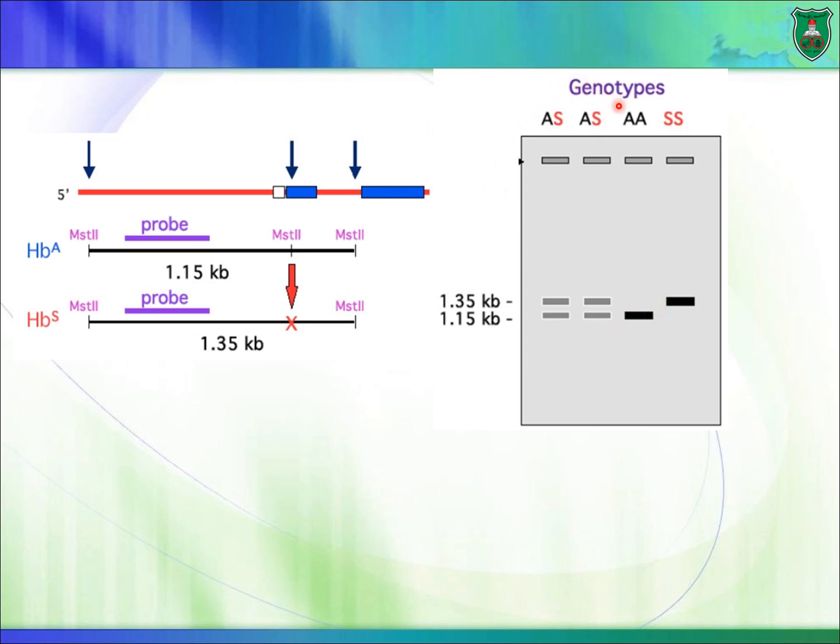If a person is a carrier having both alleles, the one without a mutation and the other with the mutation, then the probe would recognize the long DNA fragment as well as the shorter DNA fragment, the 1.35 kilobase fragment and the 1.15 kilobase DNA fragment. Okay, so this person is a carrier.